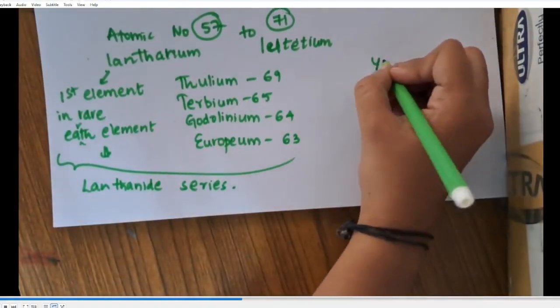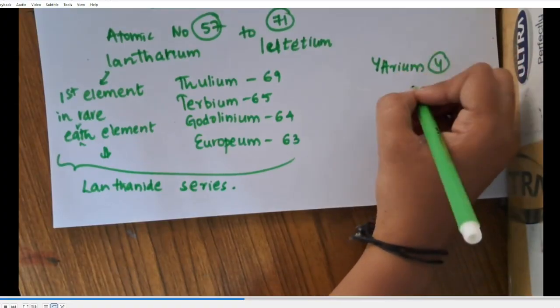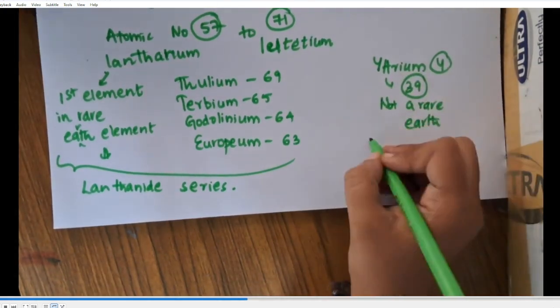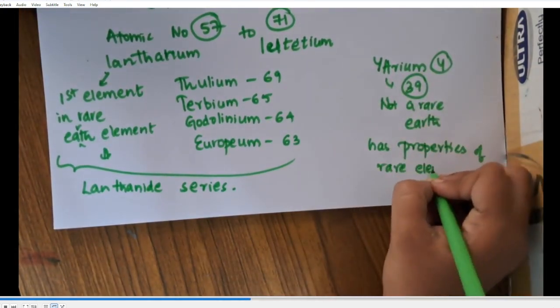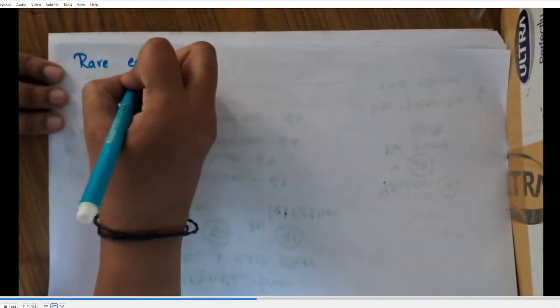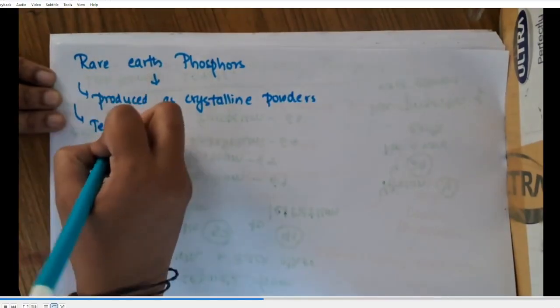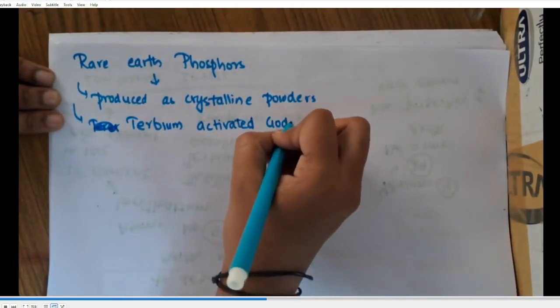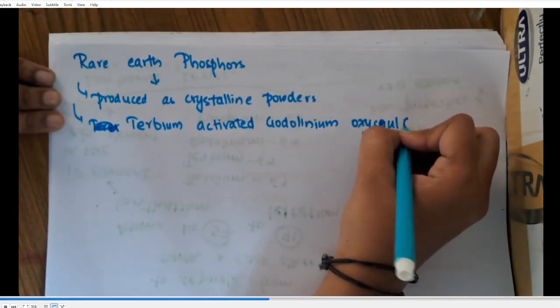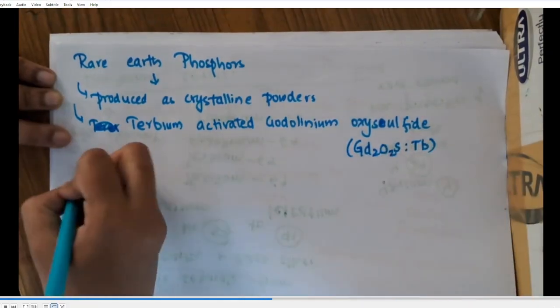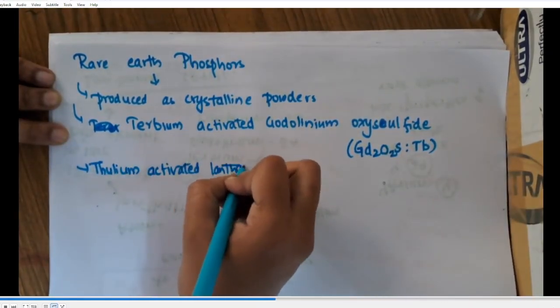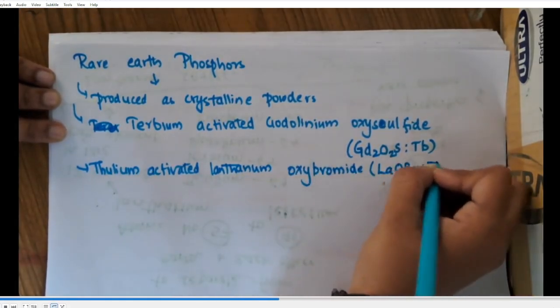So lanthanum and gadolinium are used in the rare earth phosphors. A related phosphor called yttrium, with an atomic number of 39, is not a rare earth phosphor but has properties which are similar to those of these rare earth phosphors. These rare earth phosphors are mainly produced as crystalline powders of terbium activated gadolinium oxysulfide and thulium activated lanthanum oxybromide.